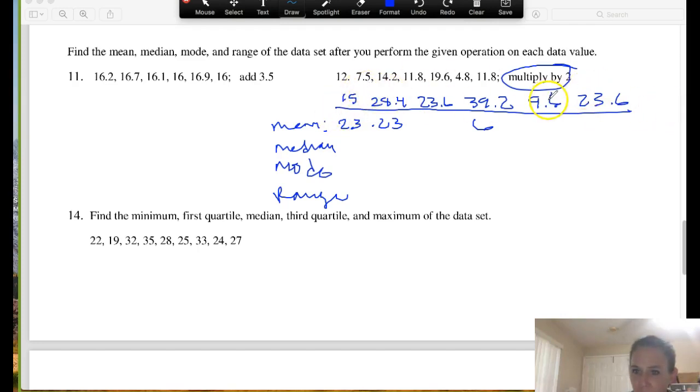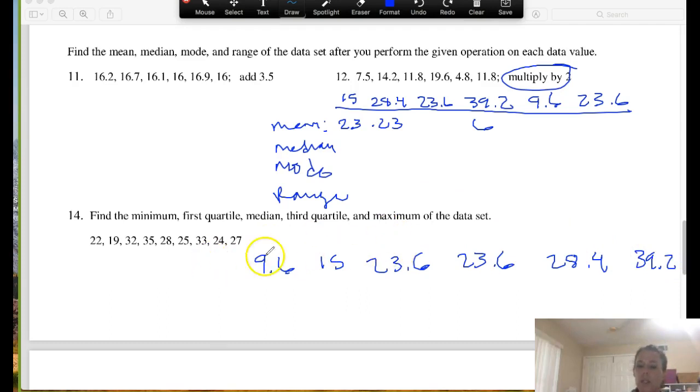So let's go ahead and write these in order. So I'm going to start with 9.6. Then I'm going to go to 15. My next data point would be 23.6, which occurs twice. So I can tell that's probably going to be my mode. Then I'm going to go to 28.4. Then my last one would be 39.2.